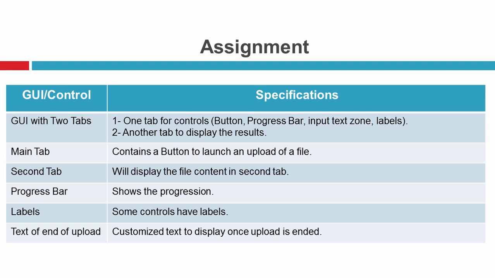We have to develop a GUI with two tabs: one tab for controls containing a button, progress bar, input text zone, and labels, and another tab to display the results. The main tab contains a button to launch an upload of a file. The second tab will display the file content. The progress bar will show the progression, and labels of some controls have to be implemented. Also, we have to implement a customized text to display once the upload is ended.